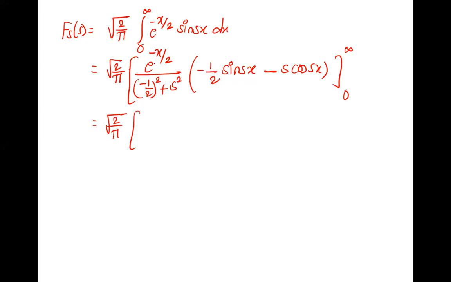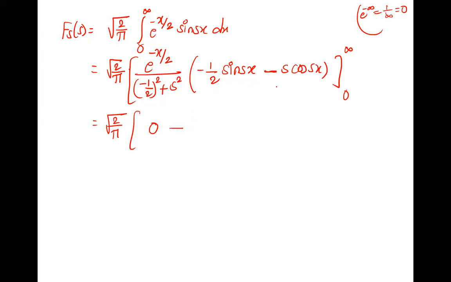So if it is the upper limit infinity, what will be this term? 0. Correct. e raised to minus infinity by 2, infinity by 2 is again infinity. So e raised to minus infinity we have seen so many times. It is 1 upon infinity, that is 0. And 0 upon anything and 0 into anything, the term is 0. For upper limit, the whole thing is 0.